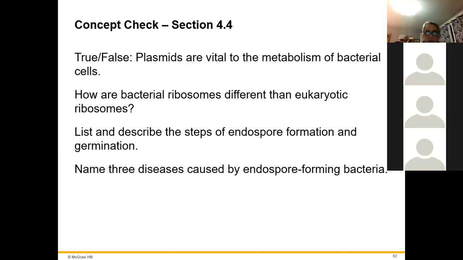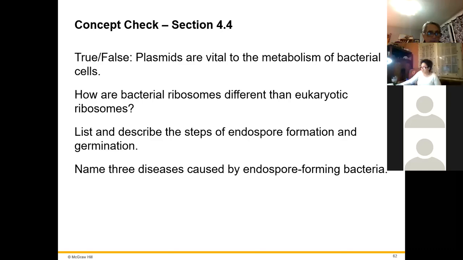It starts with the cell being in a hostile environment. It duplicates its DNA and walls off one part of that DNA, and slowly the cell breaks down. The part that has the new genetic material starts forming an endospore, and the rest of the cell breaks down. When it's in a nutrient-rich environment, it will germinate out and make a new bacterial cell.